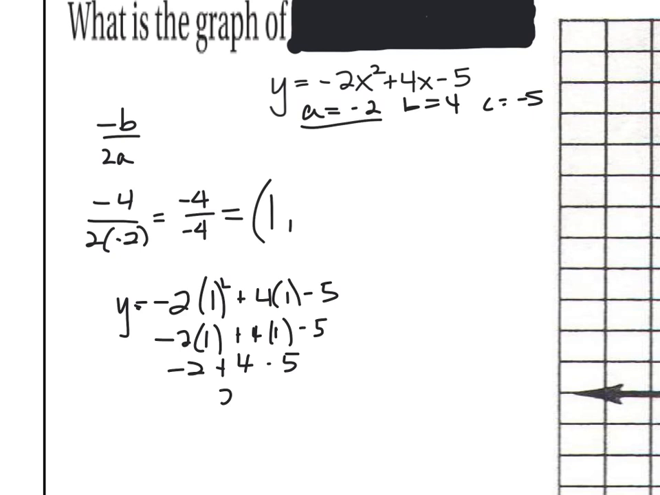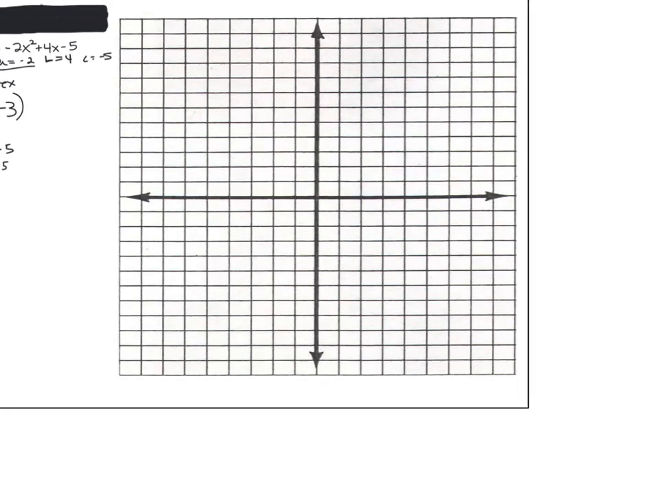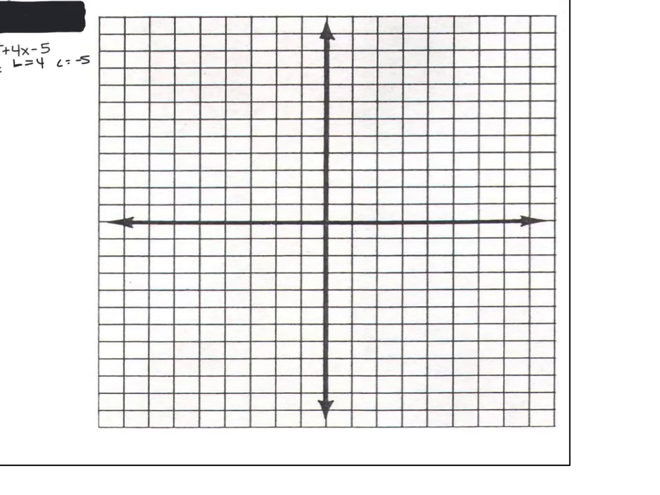Now I'm adding and subtracting, so I have to go left to right. Negative 2 and 4 is positive 2, minus 5 is negative 3. So 1, negative 3 is my vertex. All right, now let's go to graphing this. So 1, negative 3, I'm going to go right 1, down 3, and put a dot right there.